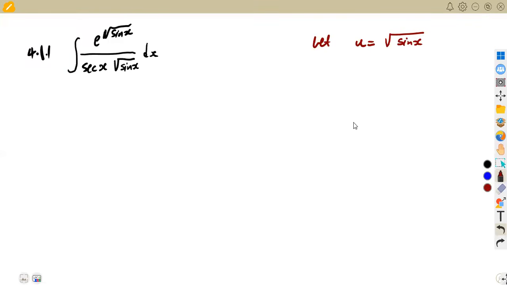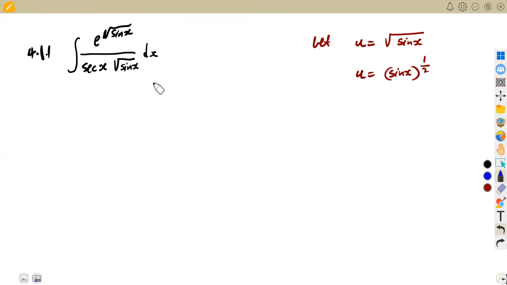Remember, the square root of sine x simply means sine x to the exponent of a half. The whole of sine x is being raised to the exponent of a half, which is different from sine to the exponent of half x. This one is wrong. It's supposed to be the whole of sine x raised to the exponent of a half in this case.